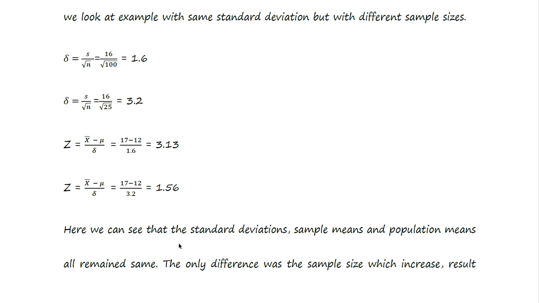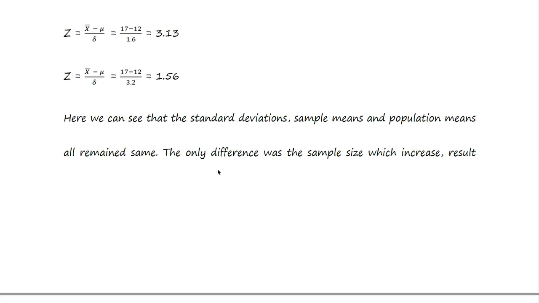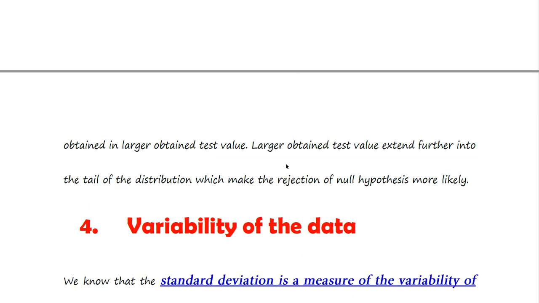Here we can see that the standard deviation and population means are all the same. In our example, the sample mean, population mean and standard deviations are the same. The only difference was the sample size, which increased. The result is a larger obtained test value.